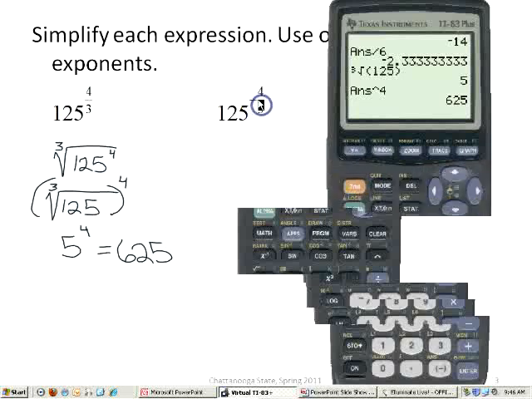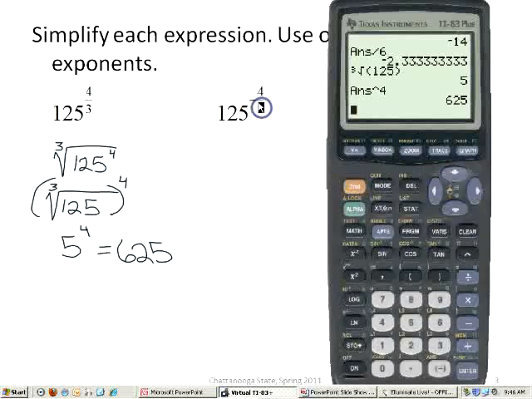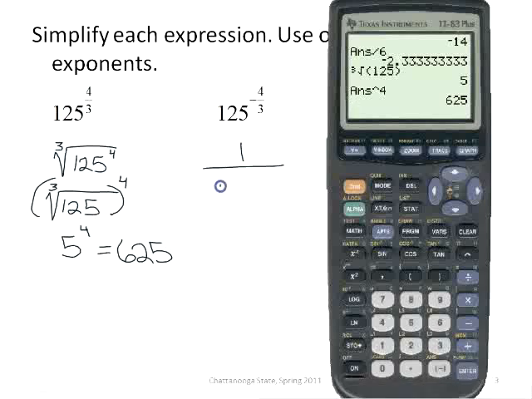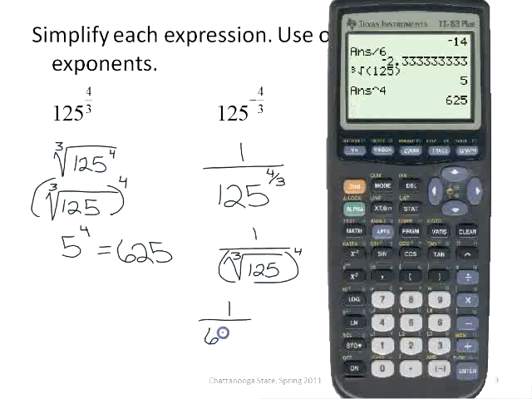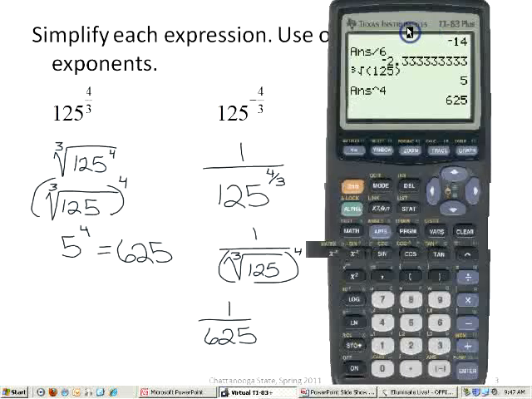Now let's look at this next one. The difference here is that my exponent is negative. Well, remember what your negative exponents mean. Anytime you have a negative exponent, it means you need to use the reciprocal of your base. So this is going to be 1 over 125 raised to the 4/3 power. We just saw that 125 raised to the 4/3 power is the third root of 125 raised to the 4th power, which comes out to 625. So 125 raised to the negative 4/3 power is 1 over 625.